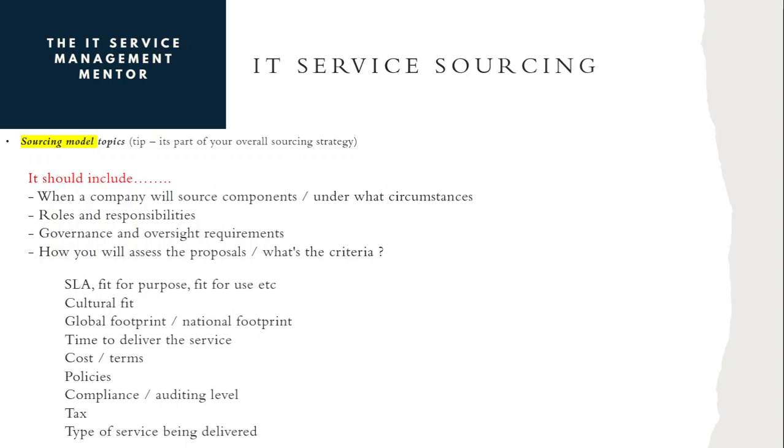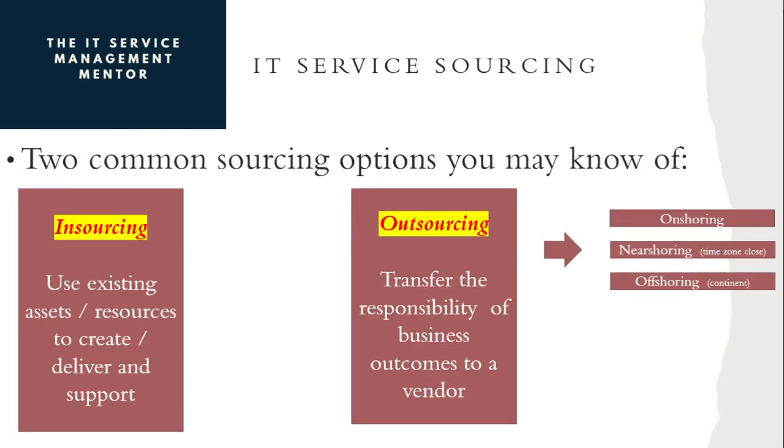What's the criteria you'd be looking at? Your service level agreements, fit for purpose, fit for use, cultural fit. What about global footprint or national footprint? How long would it take for a service provider to deliver it? What are the costs? What are the payment terms? What about policies, compliance, auditing levels, tax perhaps, or maybe the type of service being delivered? Maybe you would have a different approach to delivery of resourcing and resource assets over infrastructure.